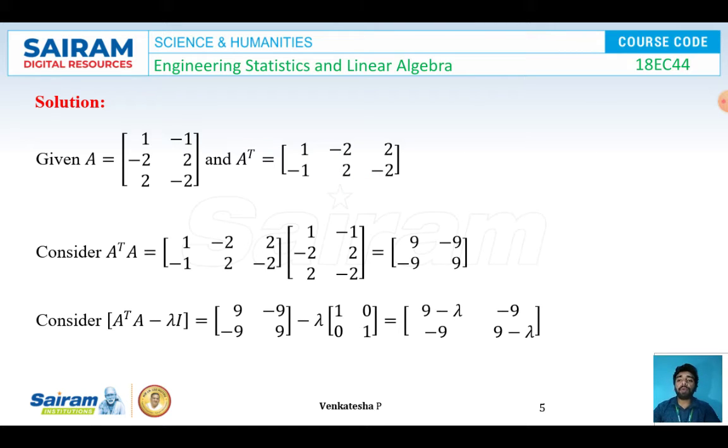Now I am going to multiply the matrix A transpose with the matrix A. I got A transpose A is equal to 1, minus 2, 2, minus 1, 2, minus 2 into the matrix A, 1, minus 1, minus 2, 2, 2, minus 2. Now I am going to multiply rows with columns. The first row with the first column, I will be getting 1 into 1 plus 4 plus 4. I got the value 9.